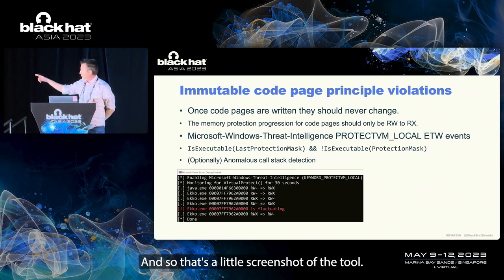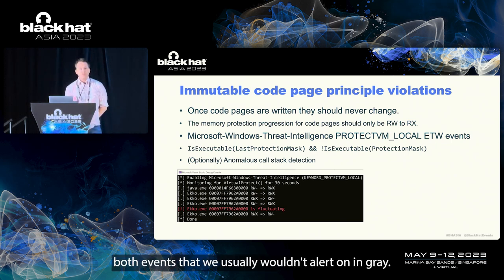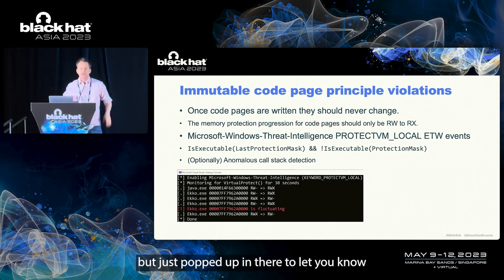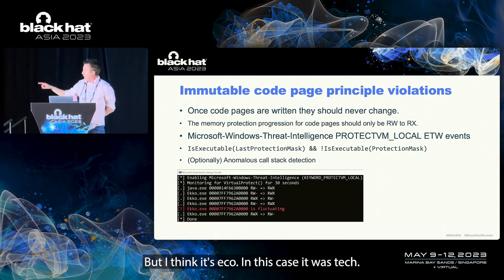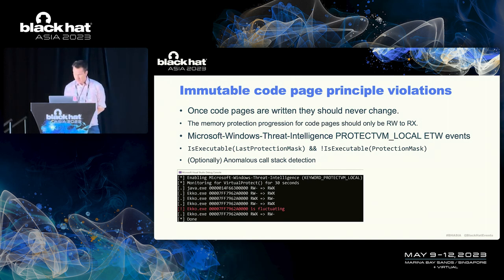And so that's a little screenshot of the tool. It's showing both the events that we usually wouldn't alert on in gray. So there's stuff happening, and I liked that Java popped up in my screenshot. It wasn't planned, but it popped up in there to let you know there is some normal stuff happening. But I think it was Eco in this case. It was TikToking back and forth. Quickly showed up, there's fluctuation. Way too many calls back and forth happening here.